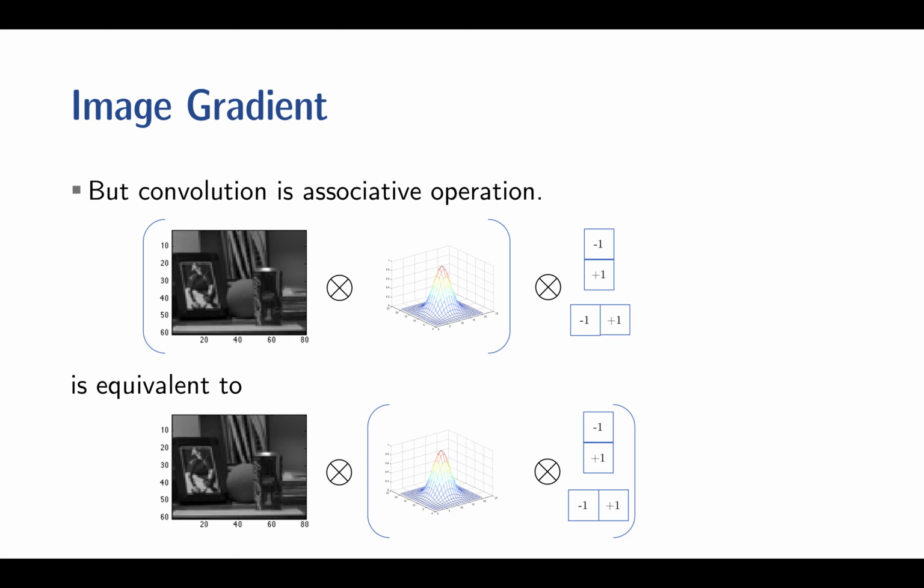Okay, so to get the x derivative, instead of convolving first with the Gaussian and then with the derivative, you can just convolve the Gaussian and the derivative together, figure out what that is. That's going to be the derivative of the Gaussian, and then just convolve the image with that. Why would I be interested in doing it in the second way rather than the first way?